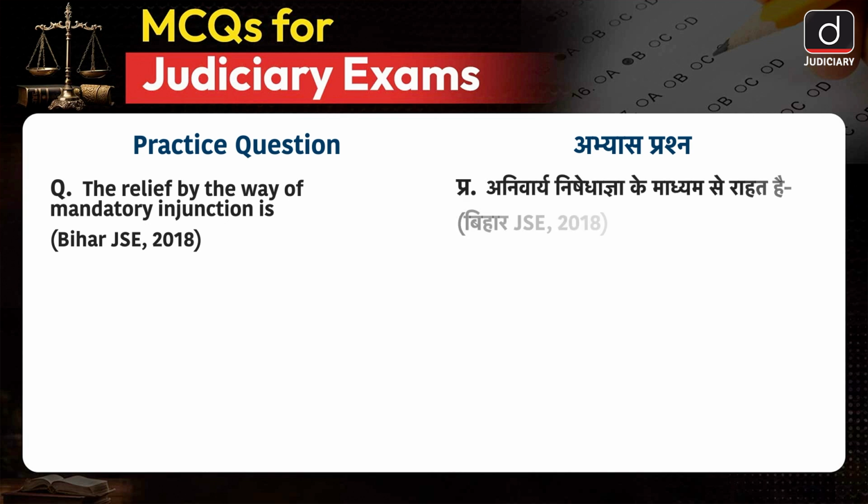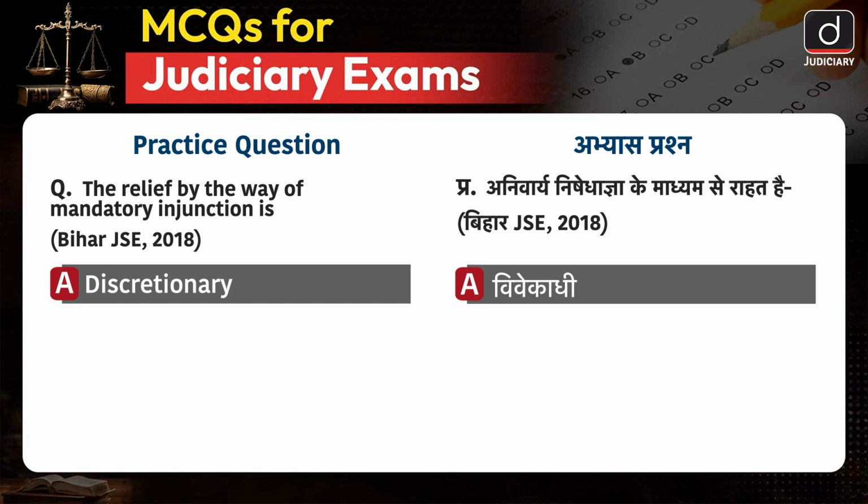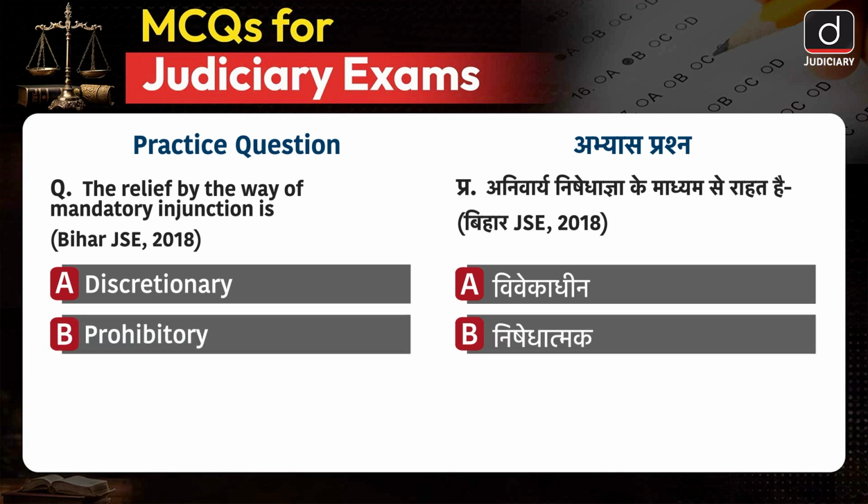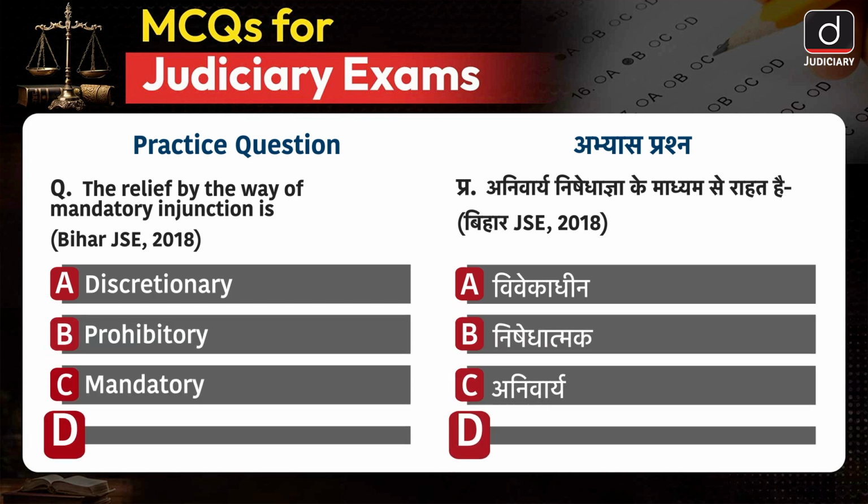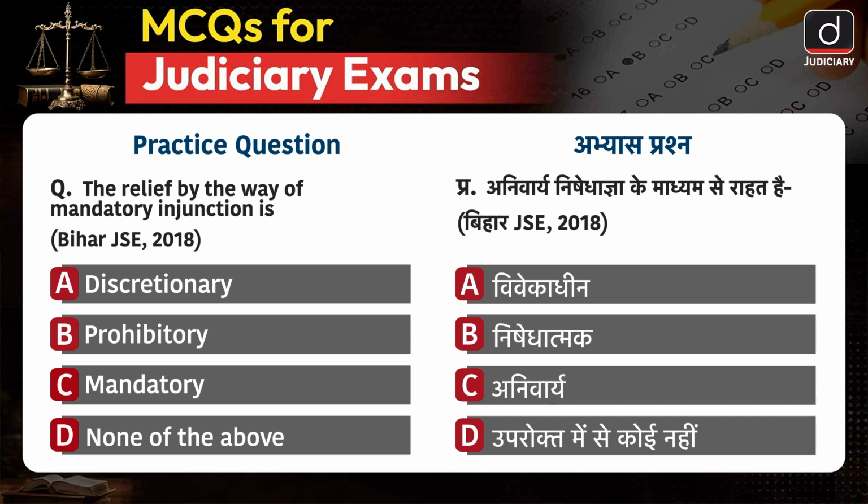Now it's time for practice question. The relief by way of mandatory injunction is option A, discretionary, option B, prohibitory, option C, mandatory, option D, none of the above. Share your answers in the comment section.